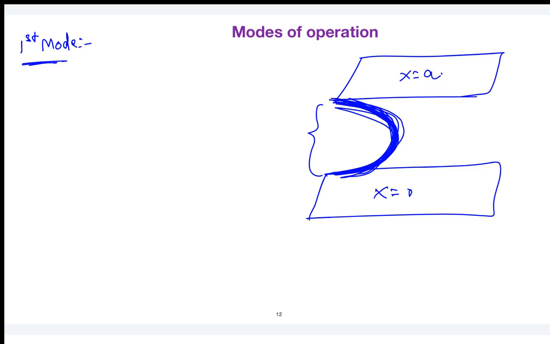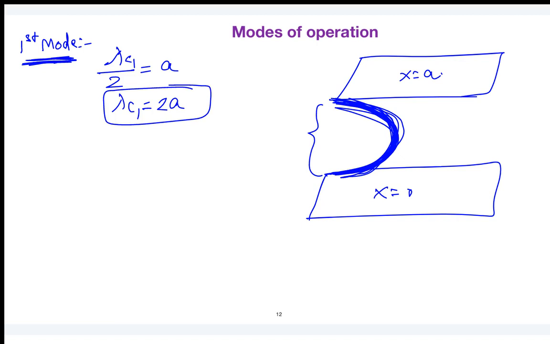So for the first mode cutoff wavelength, the condition is lambda by 2 should be equal to a. So your cutoff wavelength has to be 2a. What does this cutoff wavelength basically represent? The maximum wavelength allowed. Because it is the inverse of cutoff frequency, when the frequency is minimum, the wavelength is maximum. Similarly, can you tell me for the second mode, what is the cutoff wavelength? Second mode means you can expect two complete half cycles.